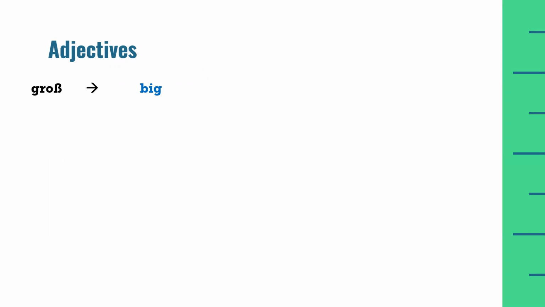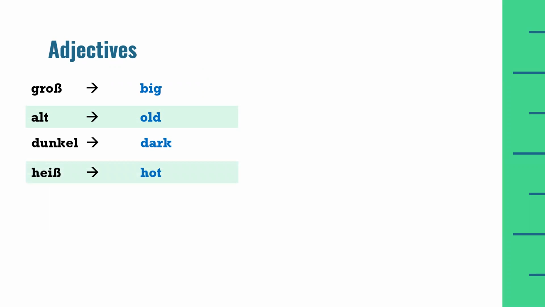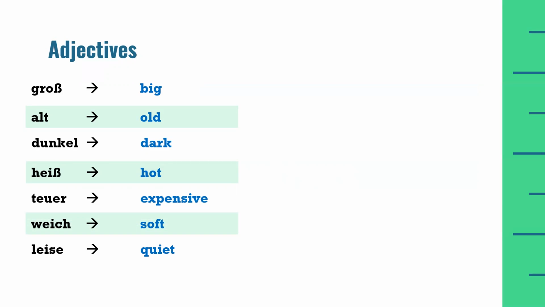Gross is the first adjective I have selected, which means big. Alt means old. Dunkel, which means dark. Heiß means hot. Teuer means expensive. Weich means soft. Leise means quiet. Gut means good. And now on the right hand side, I have selected the opposite of adjectives.